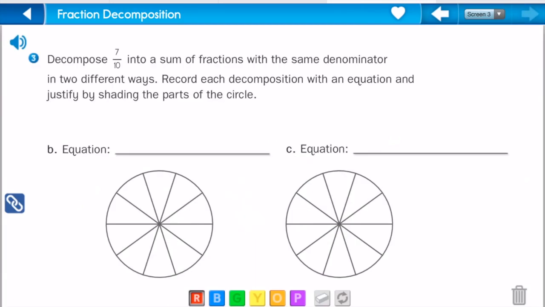Alright, so we're going to decompose 7/10 in 2 different ways again. I'm going to show another way of thinking for me. And like I said, if you think of a different way at home, feel free to go ahead and do it that way. You don't have to do it exactly how I am. This is just an example for you guys.